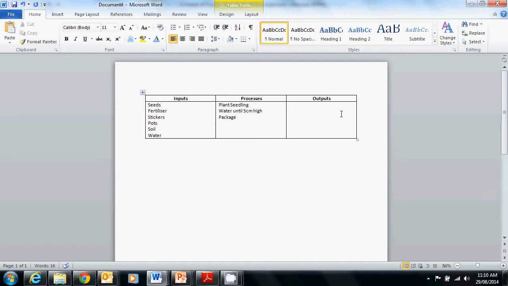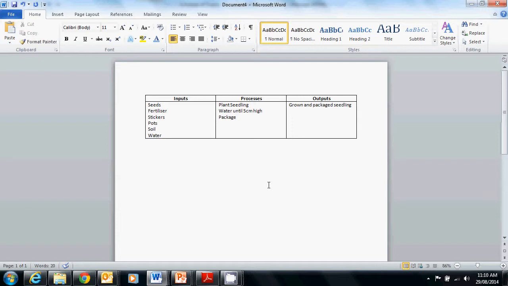Then we have our outputs. The main output is going to be the grown seedling and packaged seedling. So you can see in that simple diagram, we've shown what the different things we need for our business are, what the processes we've got to think about are, and what the outputs are.